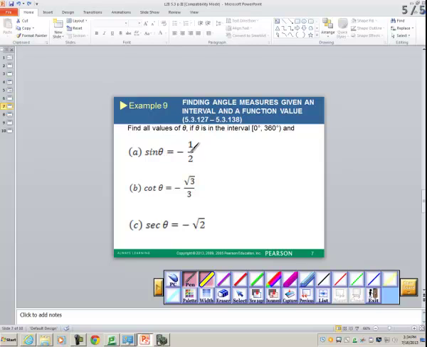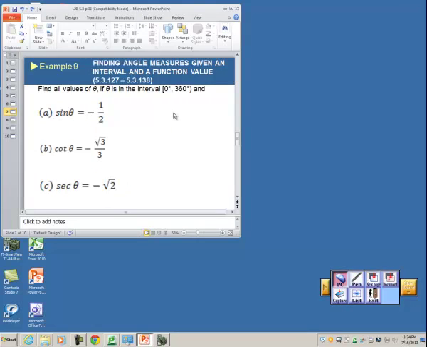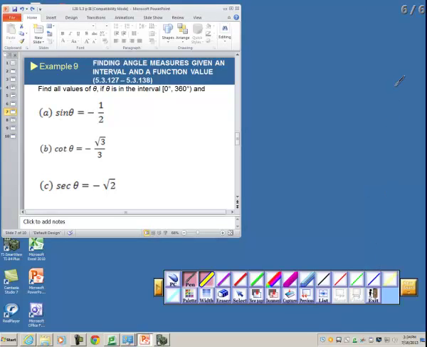Well, sine is negative in what two quadrants? I'm going to minimize this. Okay, sine is negative in what two quadrants? Dylan? Three and four. Good.